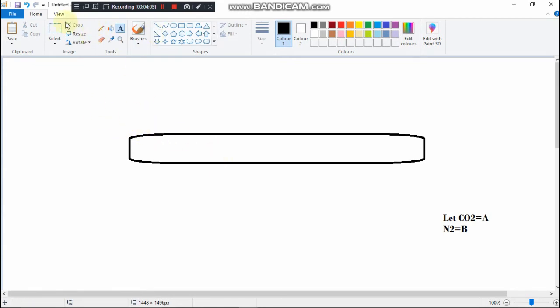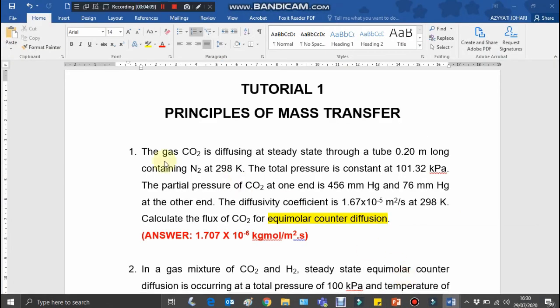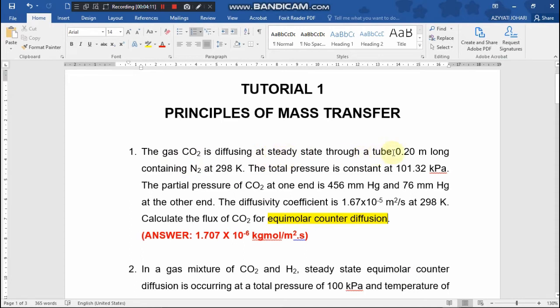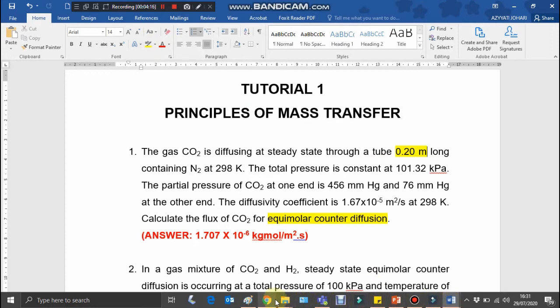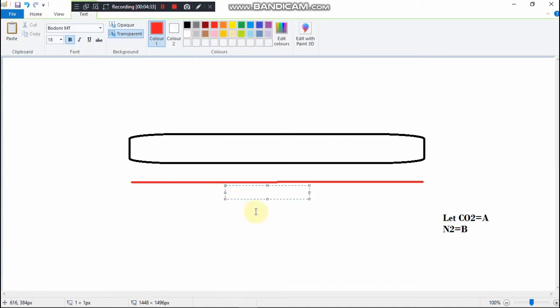From the first sentence, they give you the gas of CO2 is diffusing at steady state through a tube 0.2 meter long. So this will be the Z. The question gives you the Z, so for example, this is the Z, and the Z given is 0.2 meter long. And then what else?